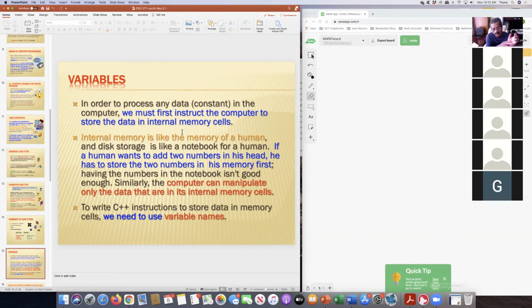So think about adding two numbers. Adding two numbers is a very basic programming task. We will write that as our first program. So let's think about the steps involved. Let's say I want to put down two numbers on a piece of paper and give it to you to add.